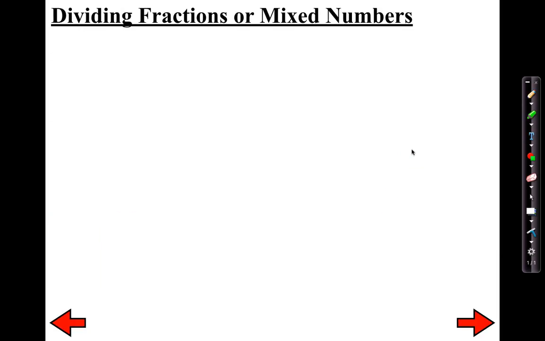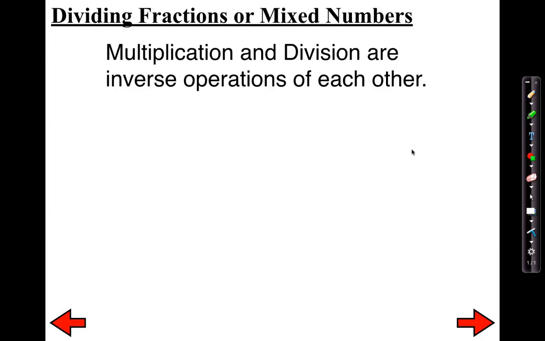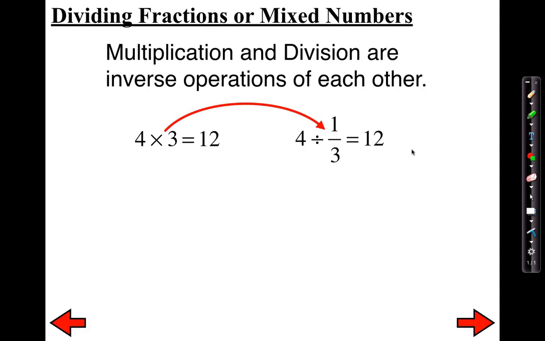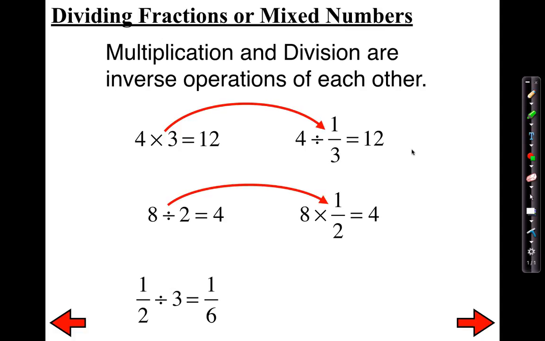So now let's work on dividing fractions or mixed numbers. First, understand multiplication and division are inverse operations of each other. So 4 times 3 is 12, and the inverse of that would be 12 divided by 3 is 4. 4 divided by 2 is 2, and the inverse of that would be 2 times 2 is 4. And 1/2 divided by 3 is 1/6, which is the same thing as saying 1/2 times 1/3 equals 1/6.